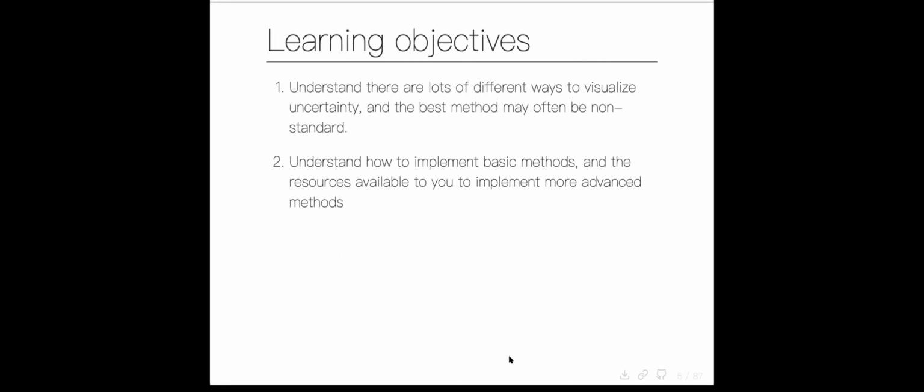Okay, so the learning objectives for this lecture, I would say today, except we're already more than halfway through, is to understand there are lots of different ways to visualize uncertainty, and that the best method may often be non-standard, okay? Because the standard ways are usually just error bars, and they're okay, but we tend to not interpret them well. Understand how to implement basic methods in ggplot, and then resources to help you learn more about some of the more advanced methods.